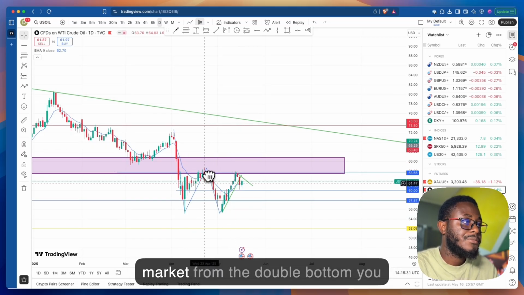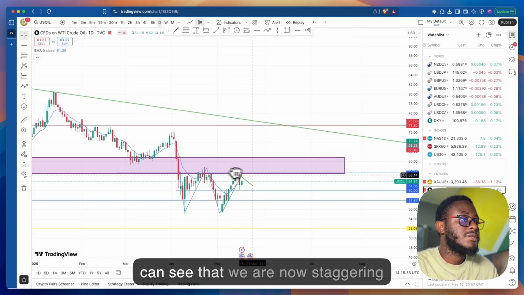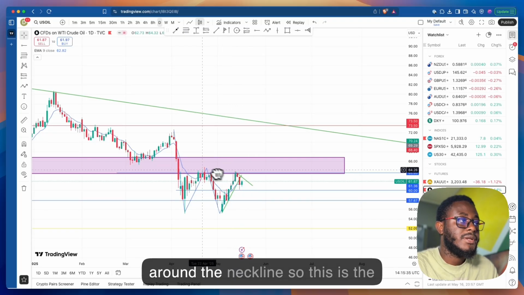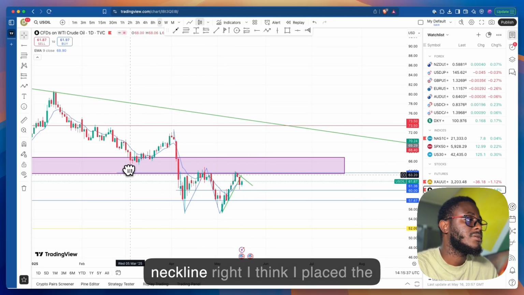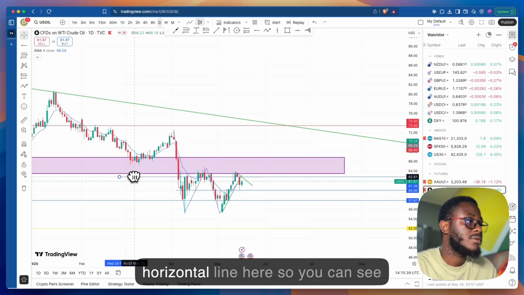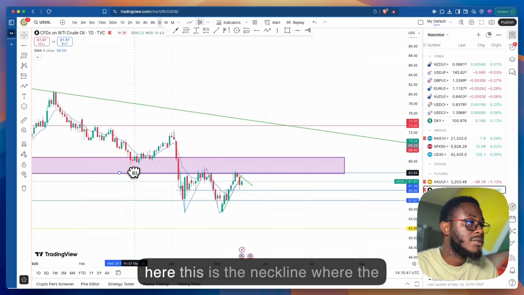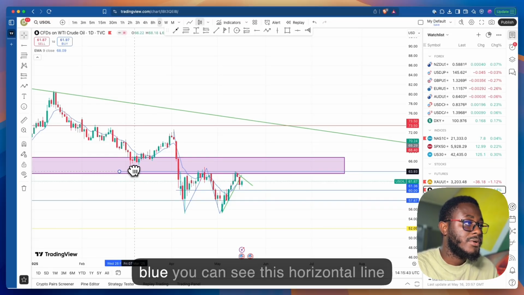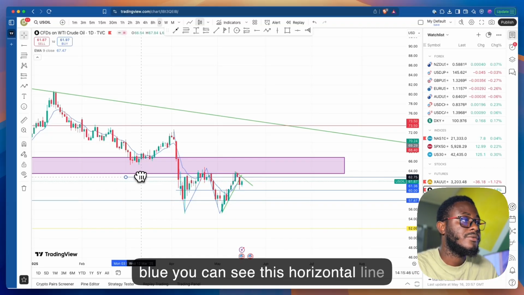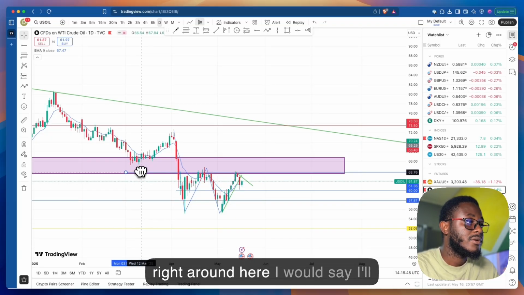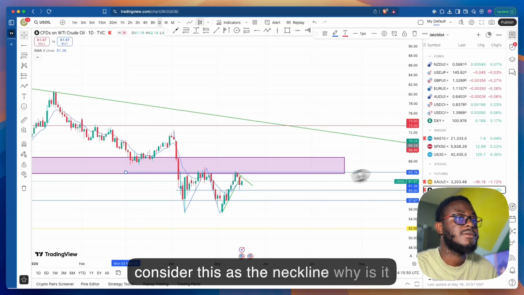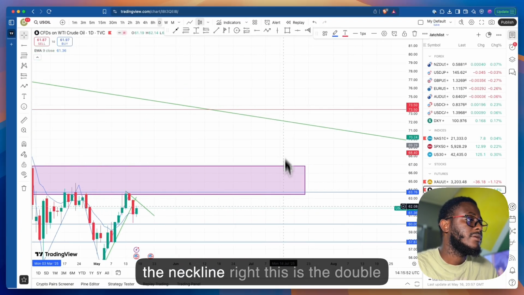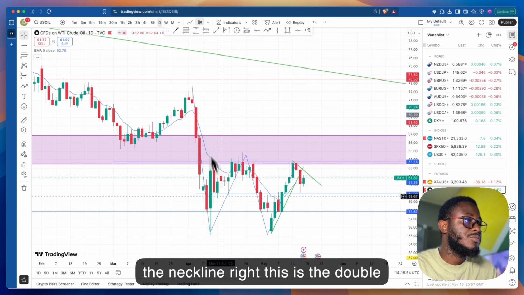Mostly you would have to wait. When the market formed the double bottom, you can see that we are now staggering around the neckline. I think I placed the horizontal line here. This blue horizontal line, around here, I would consider as the neckline. Why is it the neckline? This is the W pattern.